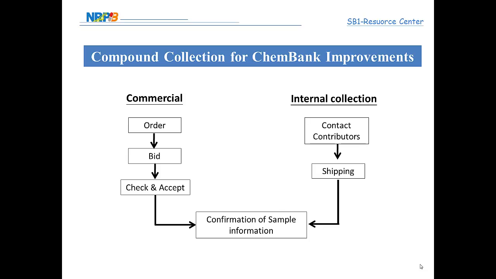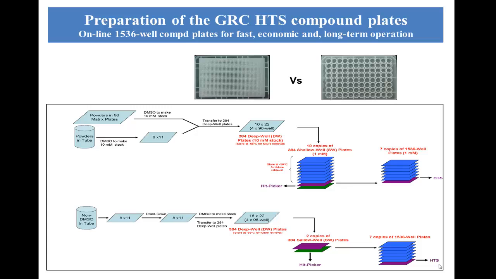Individual chemists make arrangements with us and agree to donate compounds to us. We have a separate agreement with them. When a compound comes to us, we first make sure the identity of the compound is correct, and then the structural information and other properties of the compound are properly documented in a database. Now, this slide tells you how we prepare the compound plates.